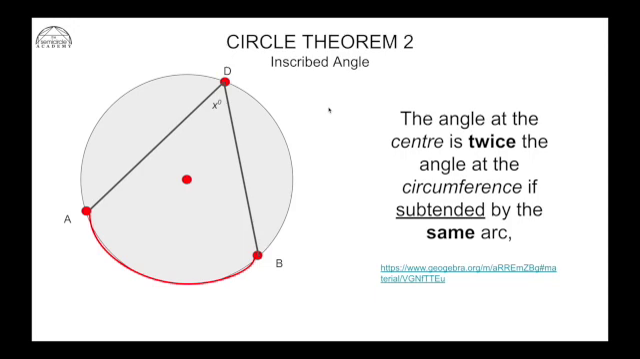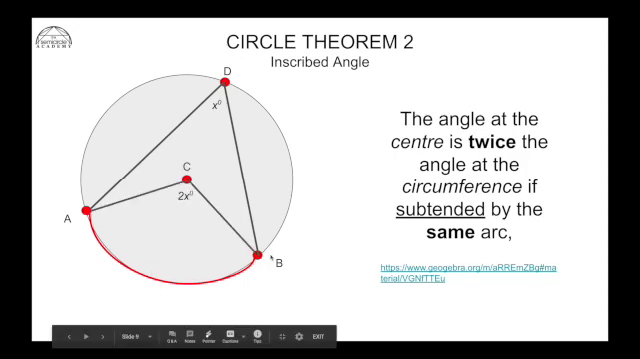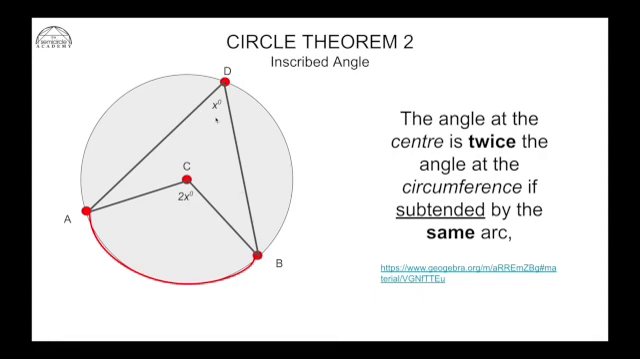So what Theorem 2 is saying is that once we have an arc, you have the angle subtended at the circumference and the angle subtended at the center, and the one at the center will be twice the one at the circumference, always. And remember, this one at the circumference, I could move it anyhow I want, right?